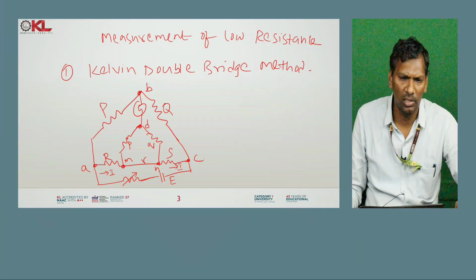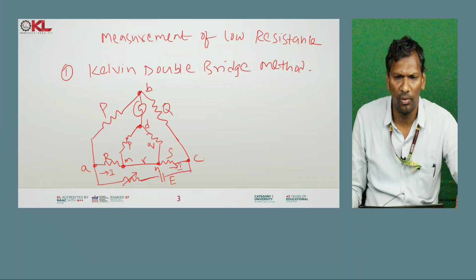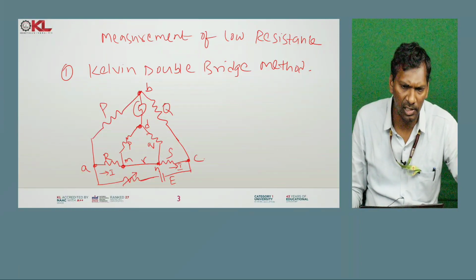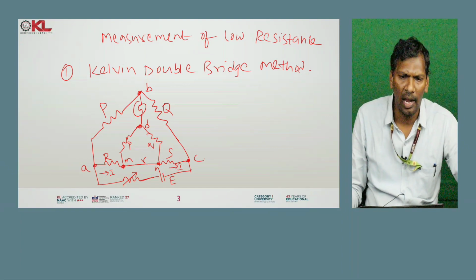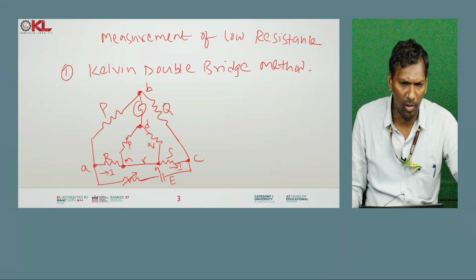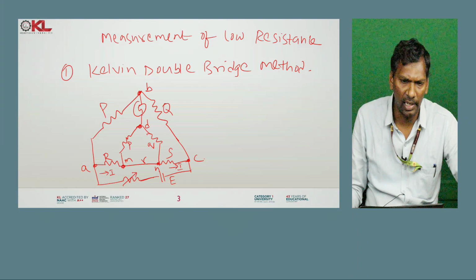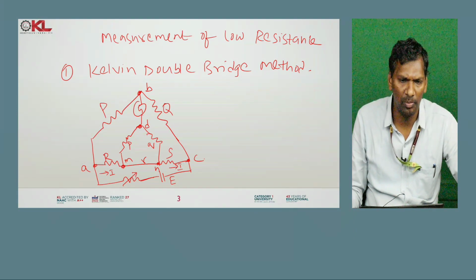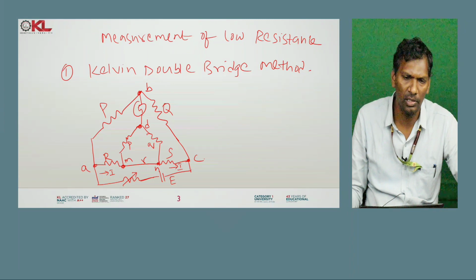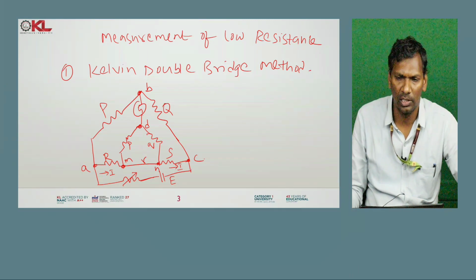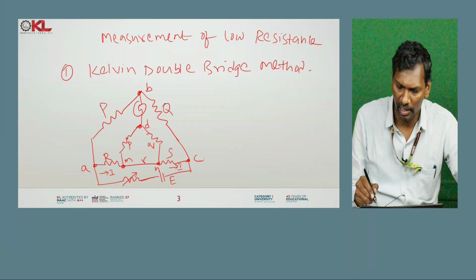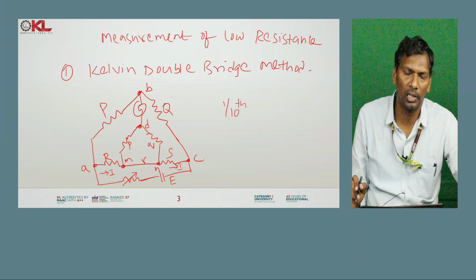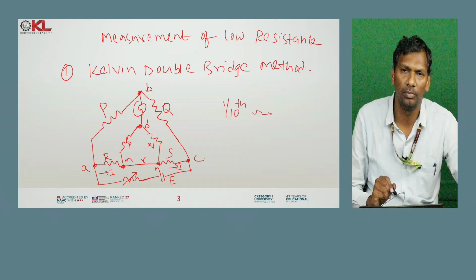It is a modification of the Wheatstone bridge in which the errors due to the contact resistance and lead resistance are eliminated. This bridge is named double bridge because it contains a second set of ratio arms. An interesting variation of the Wheatstone bridge is the Kelvin double bridge, used for the measurement of low resistance, typically in the range of 1/10th of an ohm.